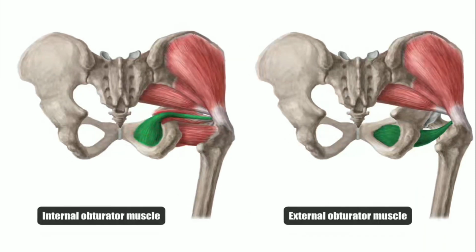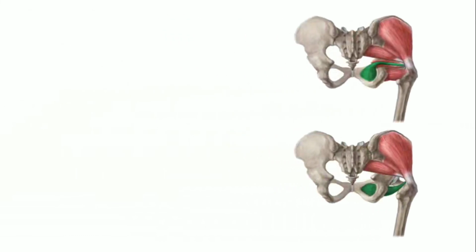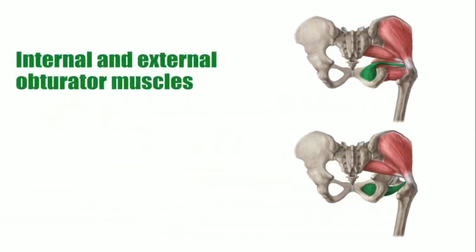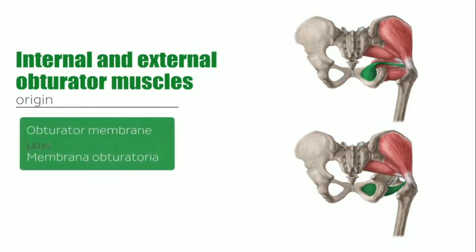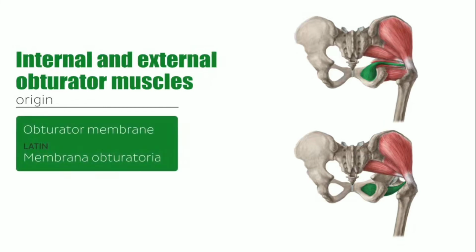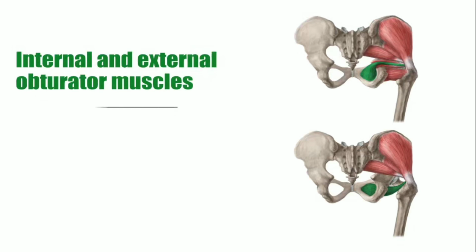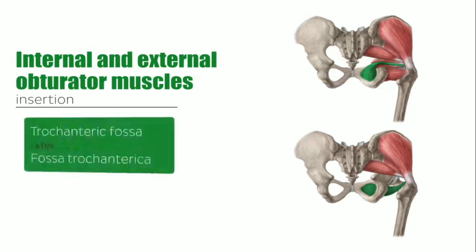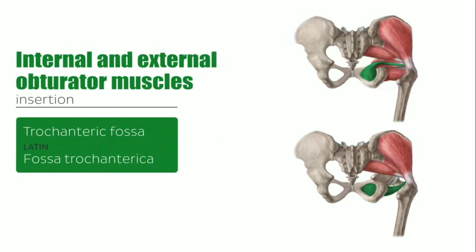Now let's take a closer look at these two muscles. What you need to know about the internal and external obturator muscles in terms of origin point is that they have the same one, and that would be the obturator membrane and its bony margin. In terms of insertion point, you also need to remember that both of them are going to extend all the way to insert at the trochanteric fossa on the femur.